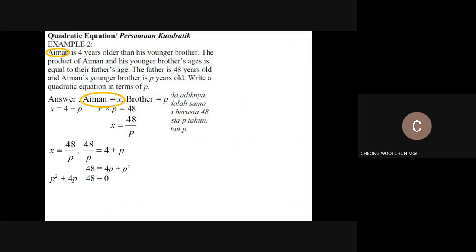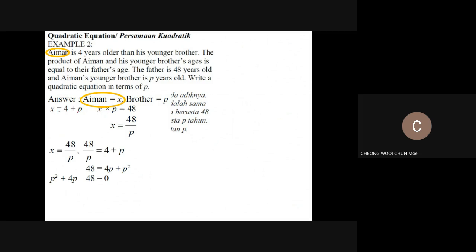So for a quadratic equation, the equation is equal to 0. This one is like a HOTS question. Aiman is 4 years older than his younger brother. The product of Aiman's and his younger brother's ages is equal to his father's age. The father is 30 years old and Aiman's brother is P years old. Write a quadratic equation in terms of P. You must write down everything, then you can see it easier. So Aiman is x. Aiman's younger brother is P.